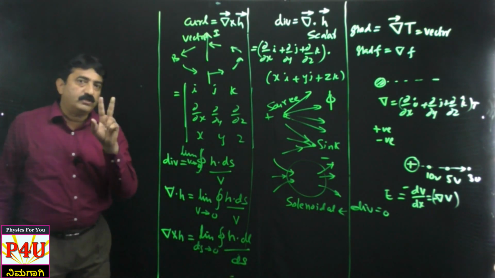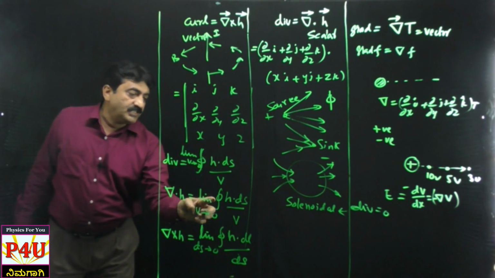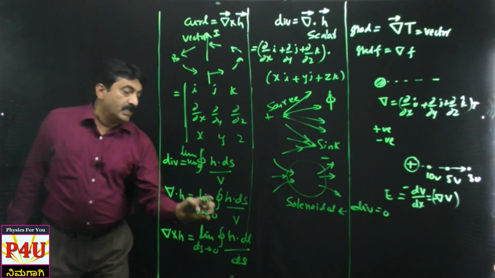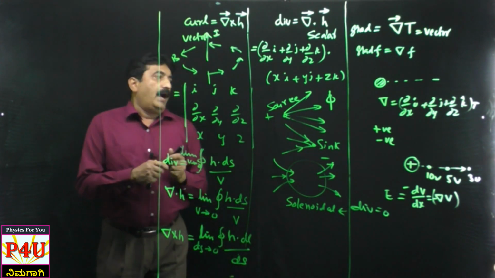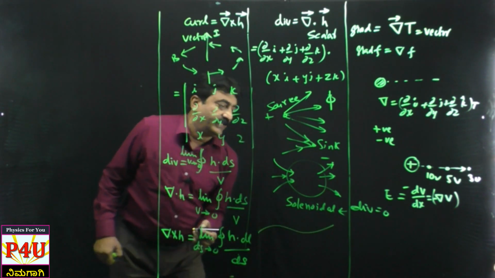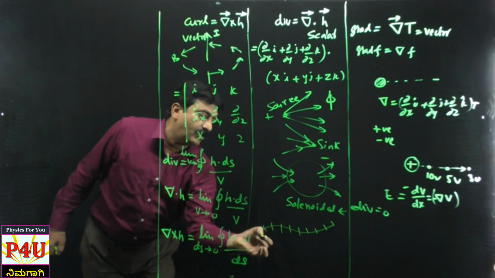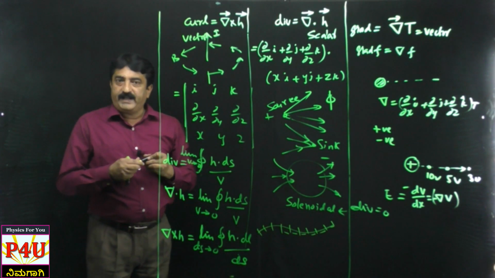Dear students, I am using two words here, surface integral and line integral. If integration is over a surface, meaning you have ds here, it is surface integration. If it is only on a line, it is line integration. For example, I have a single line like this. I divide this into different parts, and then I keep on adding dl like that. Then it is line integration.